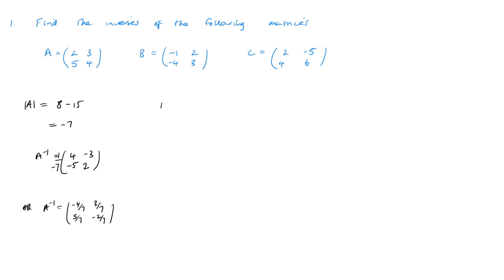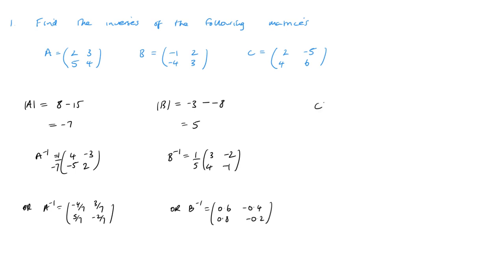Okay, right, let's find B. So determinant of B is minus 3 minus minus 8. So minus 3 plus 8 is 5. So B to the minus 1 is 1 over 5, 3, minus 1, and then that's 4, and that's minus 2. Again, you could write it as decimals. 3/5 is 0.6, minus 0.4, 0.8, minus 0.2.